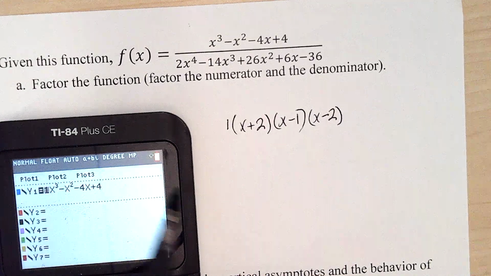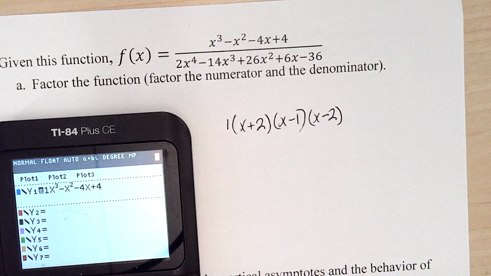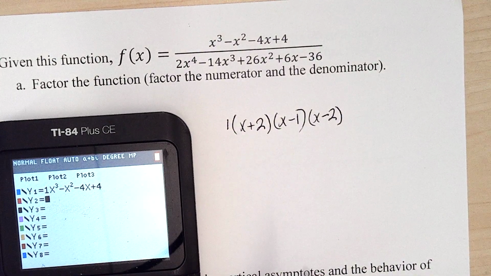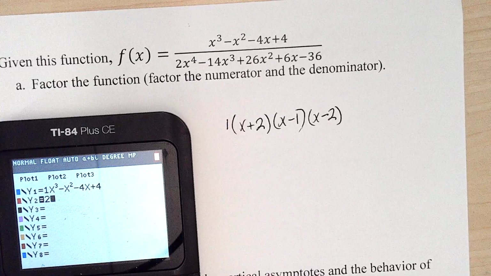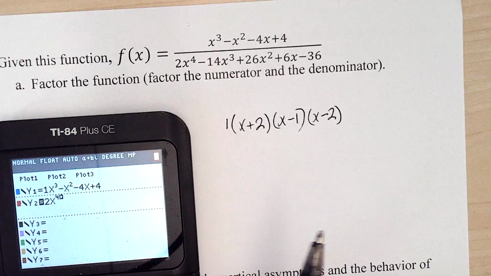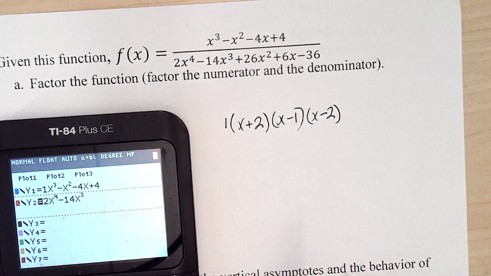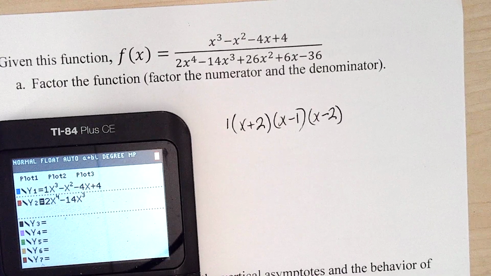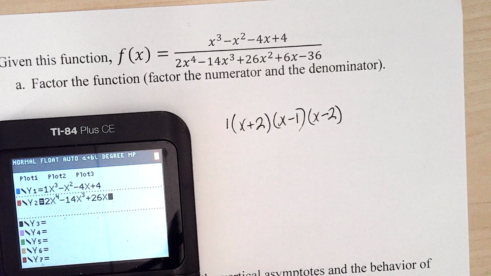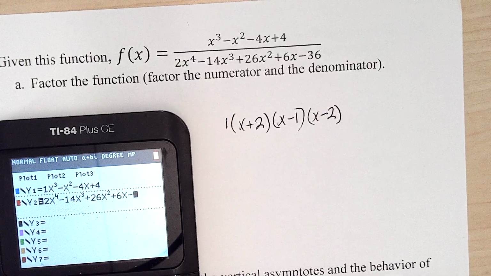Now let's type in the denominator. I'm going to leave this one in there, just turn it off by pressing enter on the equal. Come down here and I'm going to type in 2x to the fourth minus 14x to the third plus 26x squared plus 6x minus 36. I'm going to graph that.